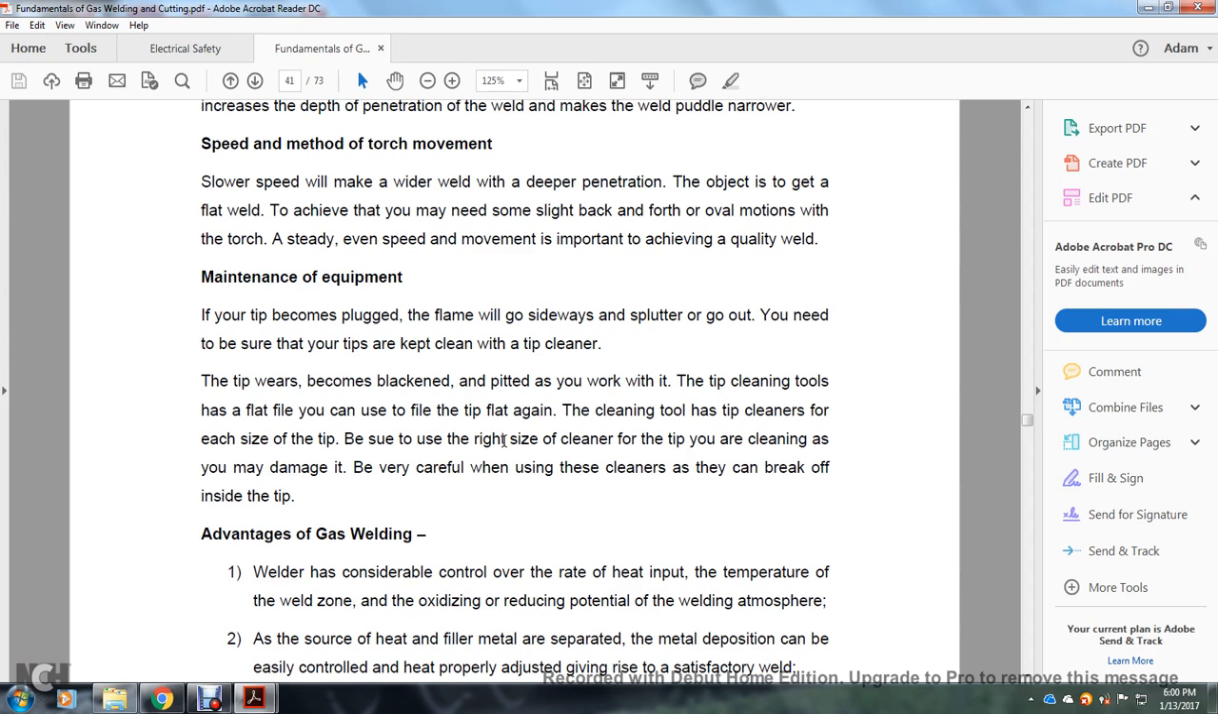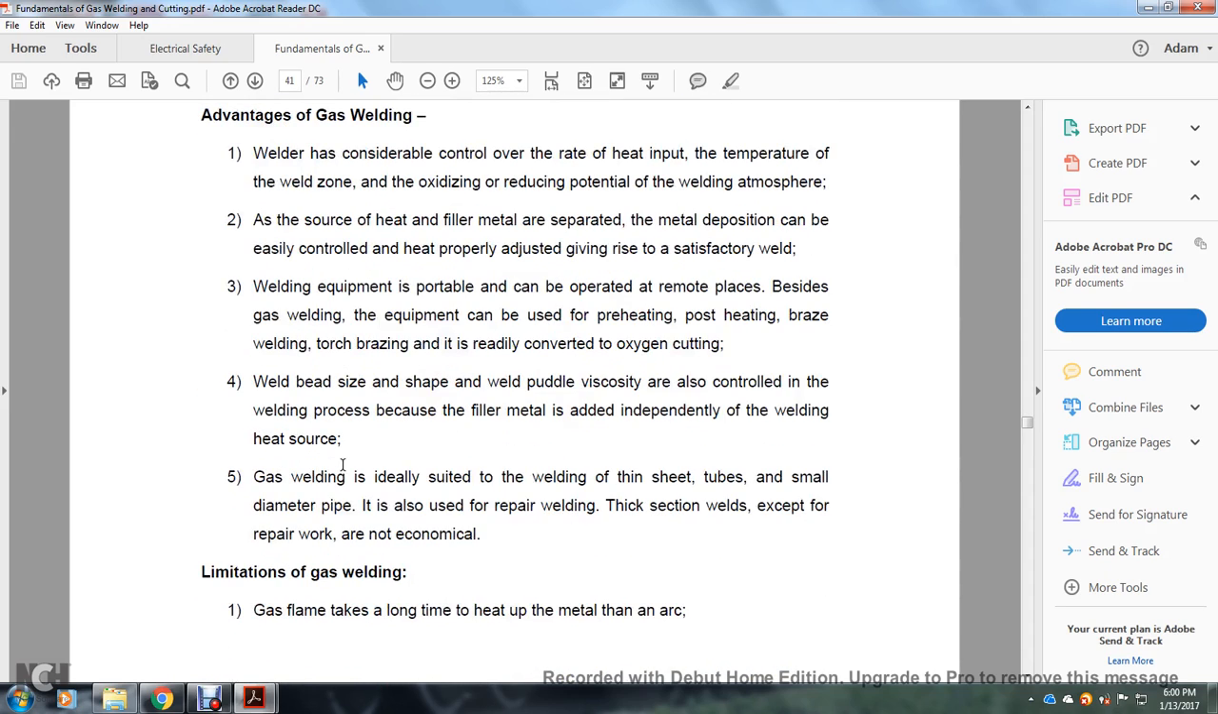Again, clean each of the sides of the tip with the tip cleaners. Make sure you use the right size of cleaner for the tip, as it can cause damage, so be very careful using these cleaners. They can break off inside of the tip.